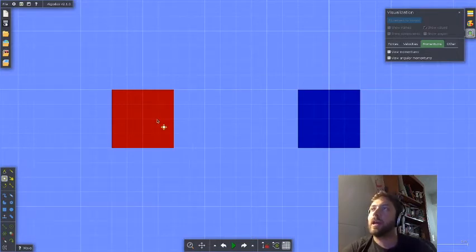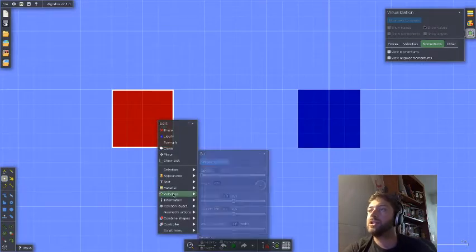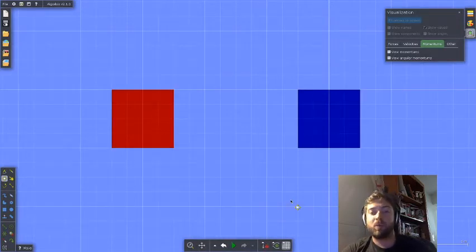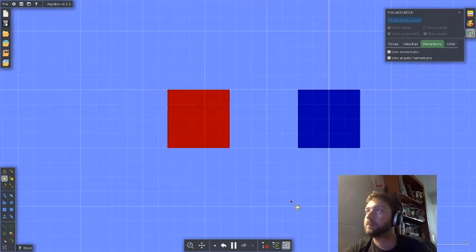They're just sitting there right now. I'm going to give this box an initial velocity in the x direction of 1 meter per second. By the way, I made both of these boxes 1 kilogram. I took away friction and air resistance. Let's see what's going to happen when these two boxes hit each other, or when the red box hits the blue box.